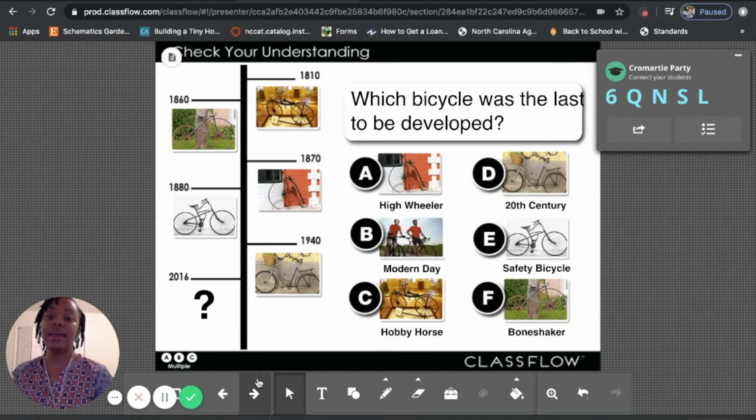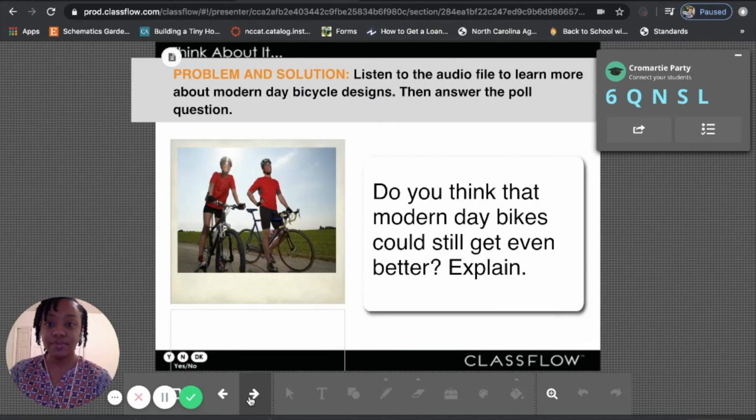Go ahead and answer this. Which bicycle was the last to be developed? Was it A, B, C, D, E, or F? I'm sure you know by now. Last, listen to the audio file about modern day bicycle designs. Then answer the poll question.